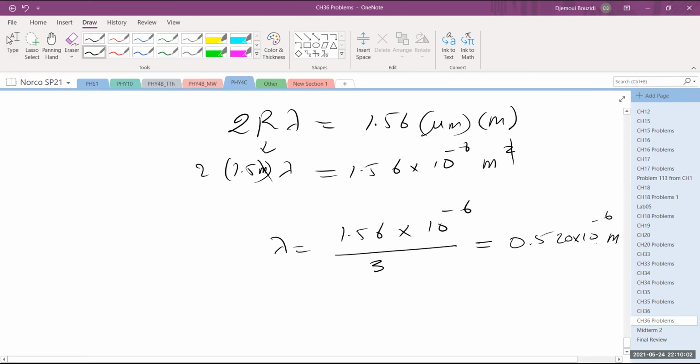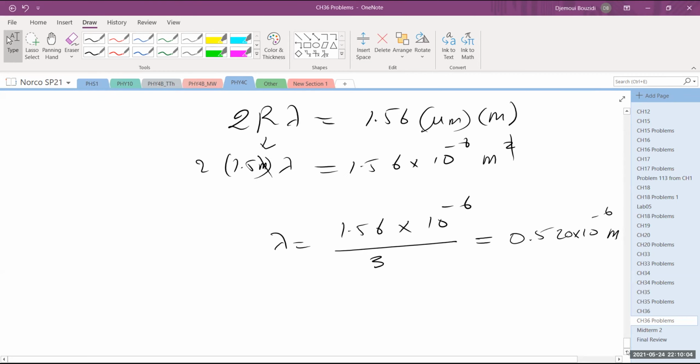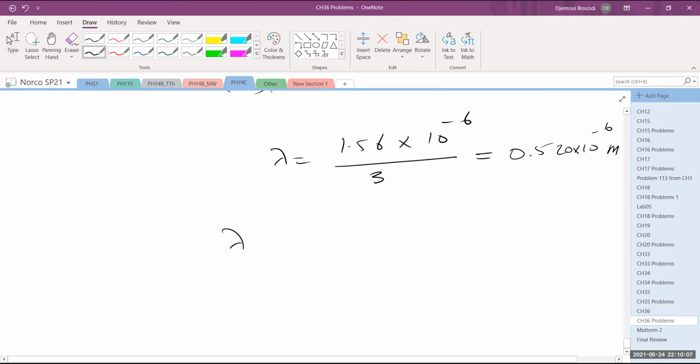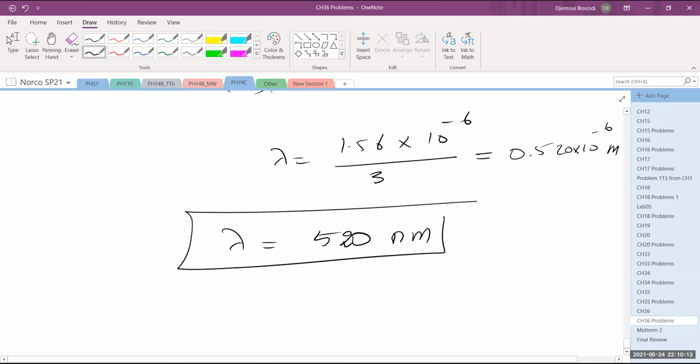And if you divide by 1,000 and multiply by 1,000, it's going to be 520 nanometers, which puts it right in the green region. So this is a green laser beam. So that is basically the answer to the question: what is lambda?